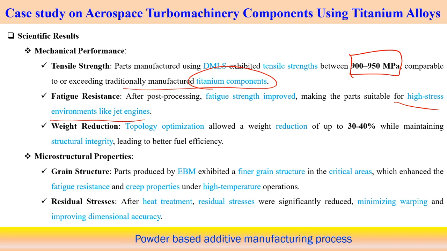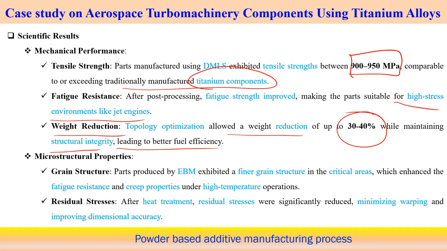Then we measure the weight reduction also. Topology optimization allowed a weight reduction of up to 30 to 40% while maintaining the same structural integrity, leading to better fuel efficiency, because when you reduce weight, definitely we can expect the fuel efficiency will be higher. So in this case, weight reduction through topology optimization is possible to achieve around 30 to 40%.